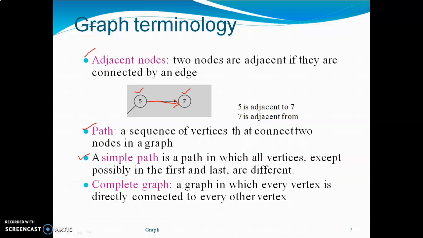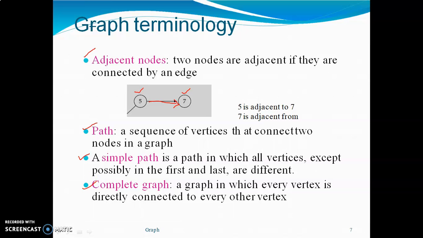That is source vertex to destination vertex. Okay, then without writing the complete path, if you are writing only the first vertex and the last vertex, then that is called a simple path. And another one is a complete graph.